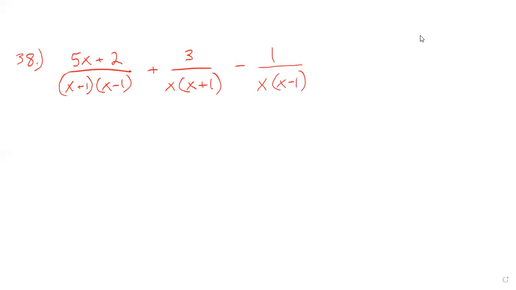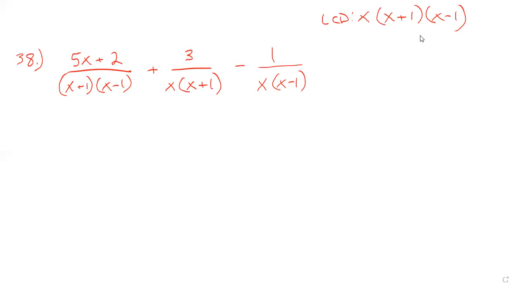Now, the LCD needs to include all my different factors that I show. So I need to have an x plus 1, an x minus 1, and an x. Even though I have more of those in this problem, I only need one of each, and it's going to count for everything. So let me make a note here of what my LCD is. That's all the different factors that I show. I need to make sure that that's on the bottom of all of my fractions.